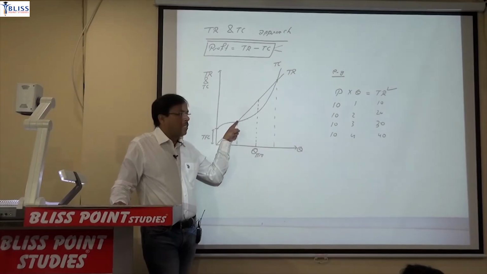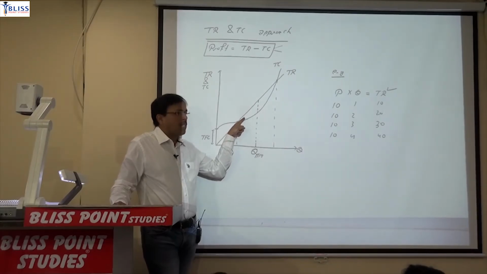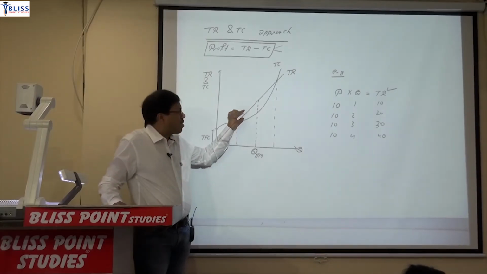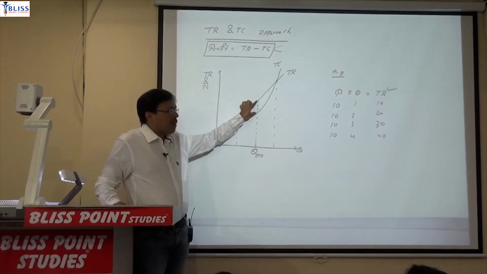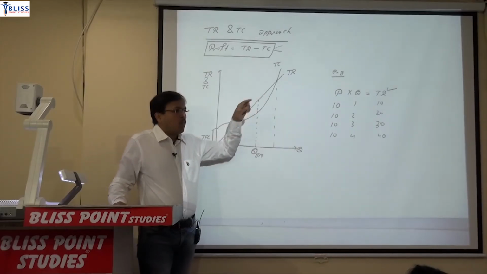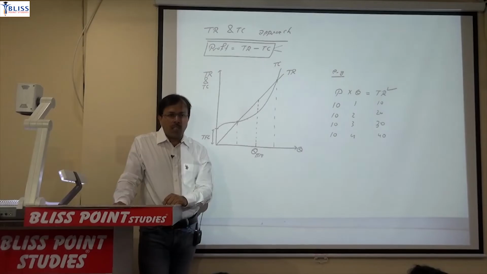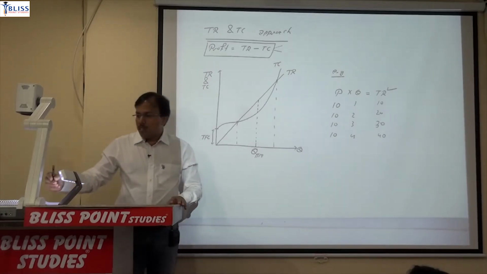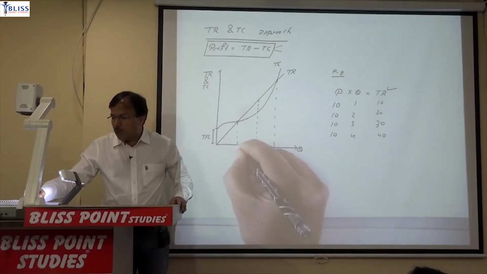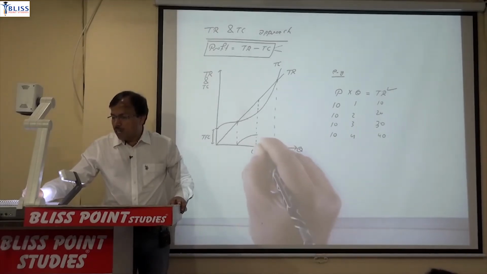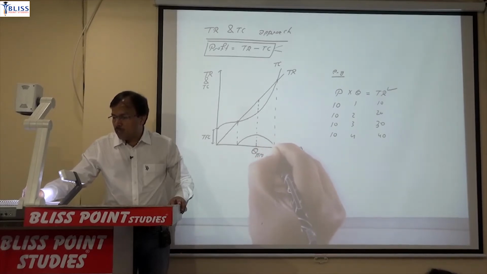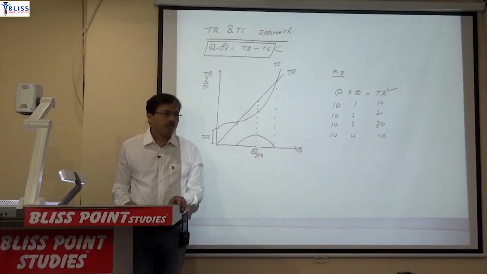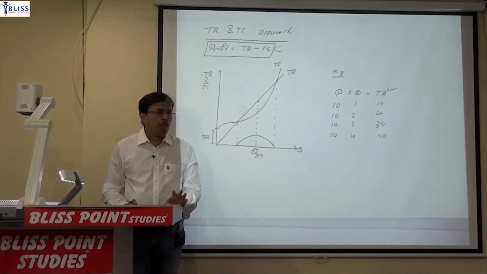At this point profit is zero. Here profit will be positive. It will increase first, maximize, and then it will reduce. So if you plot the profit curve, what is the shape? It increases, maximizes, then reduces. So at this point it is zero. It increases, gets maximized, and then reduces to zero. Inverted U. That will be the profit curve only.